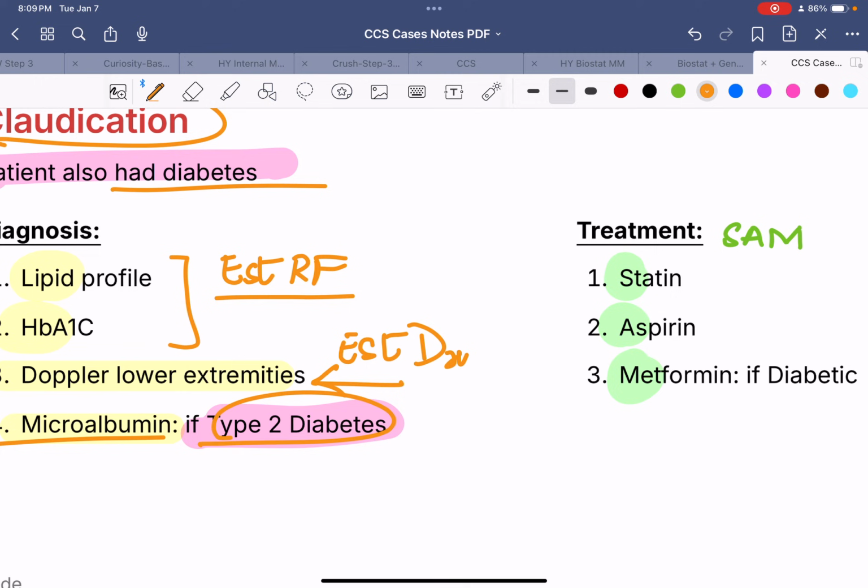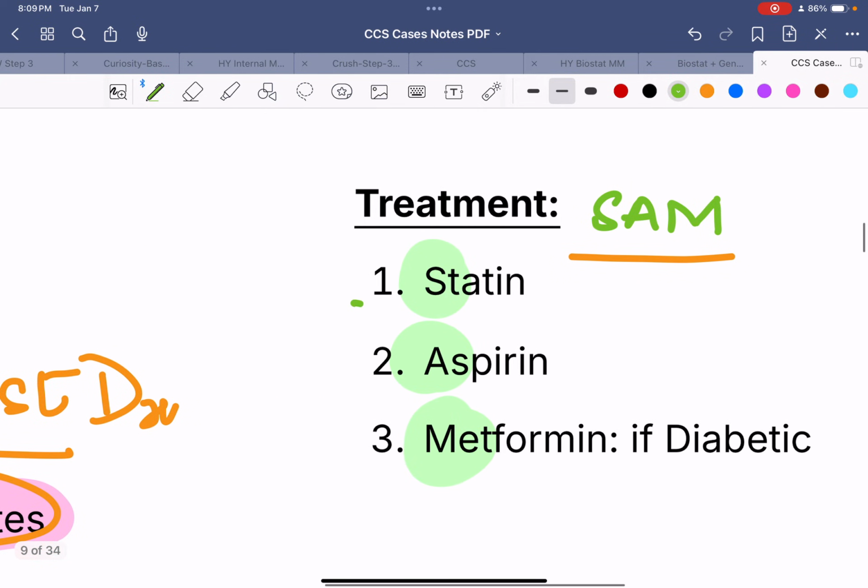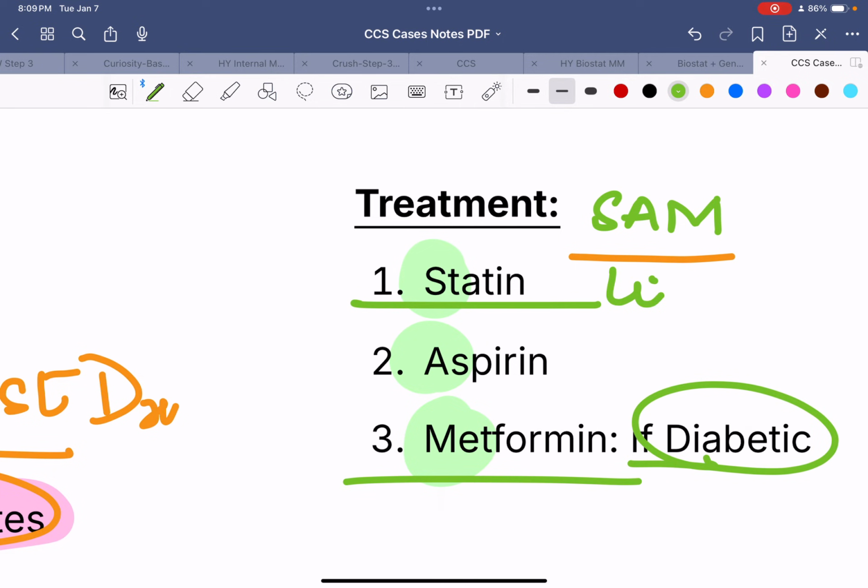Okay. And the treatment is simply SAM, right? That's a mnemonic that just came automatically. But even if we focus on the goals of care, that would of course be diabetes control, hyperlipidemia control, and the antiplatelet, or preventing atherosclerosis from happening, right?